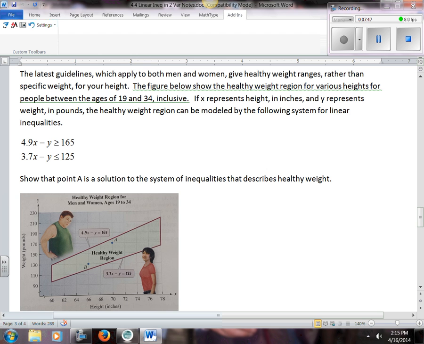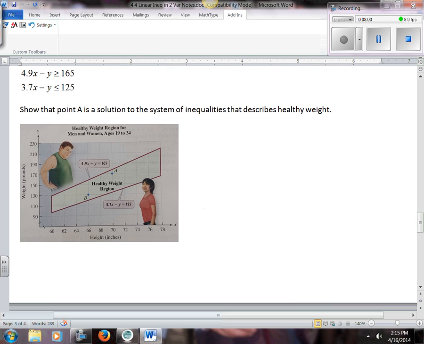If x represents height in inches and y represents weight in pounds, so x is height, y is weight, the healthy weight region can be modeled by the system of linear inequalities. Okay, so that's your linear inequalities. So we're going to answer some questions that go along with that.